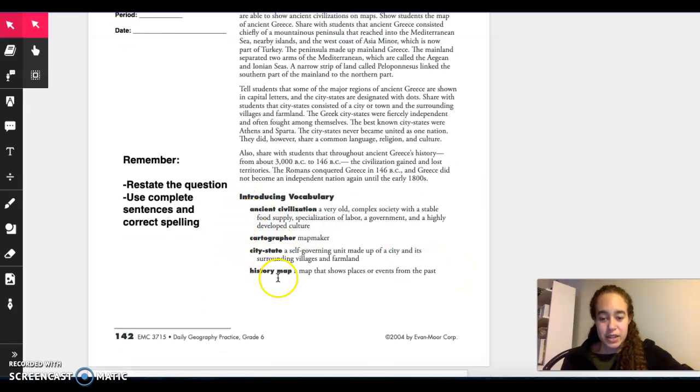In this section of vocabulary words, some of them are familiar, but some of them might be new. City-state is an important one. They'll ask you about which city-states and what makes up a city-state. So make sure you come back and use these vocabulary words. There's also a reminder here to use complete sentences and correct spelling, and to restate the questions that you answer.